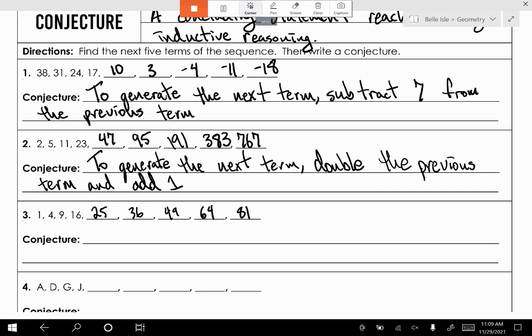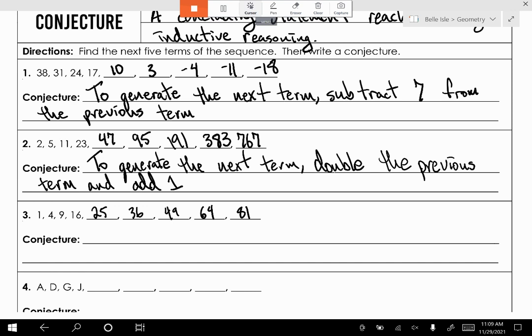Okay, listen real quick. Did you say perfect square or square? These are all perfect squares.